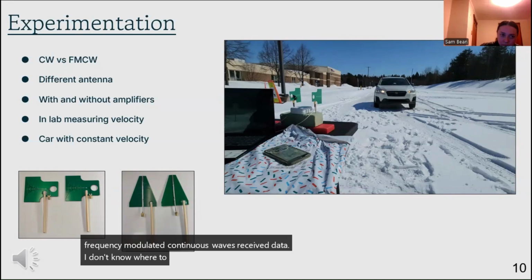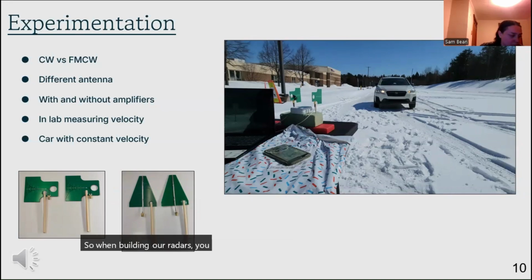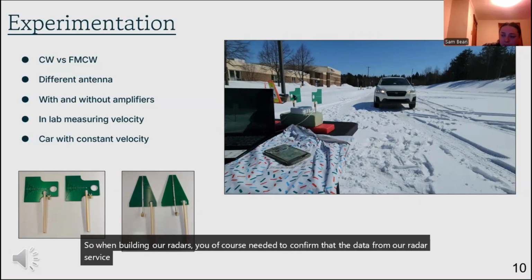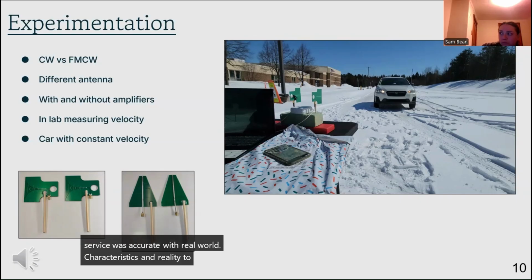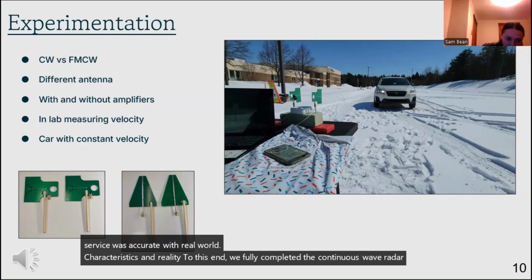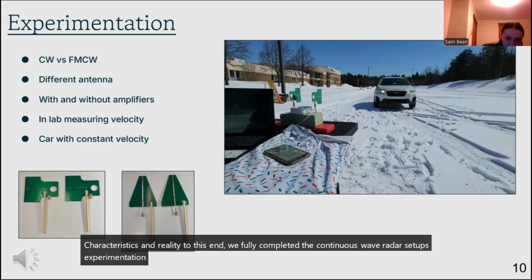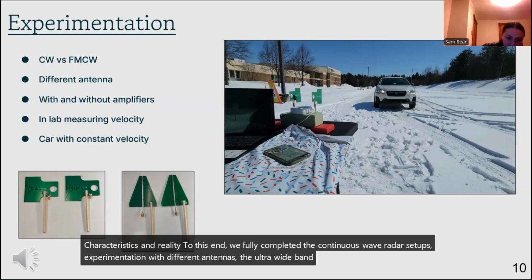So when building our radars, we of course needed to confirm that the data from our radar setups was accurate with real world characteristics and reality. To this end, we fully completed the continuous wave radar setups, with experimentation with different antennas, the ultra wideband and directional ones, as well as with and without amplifiers.